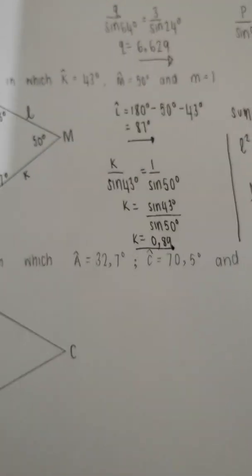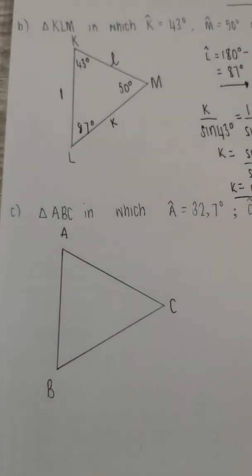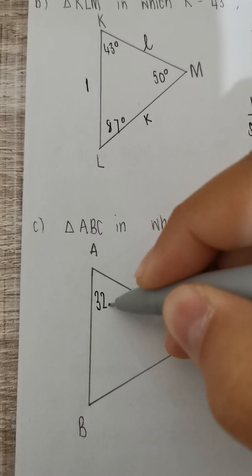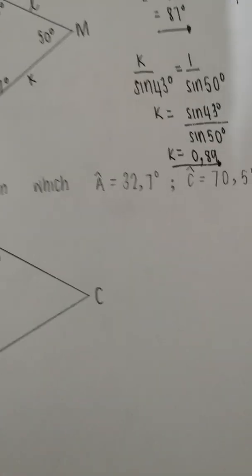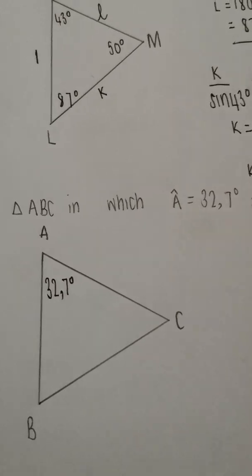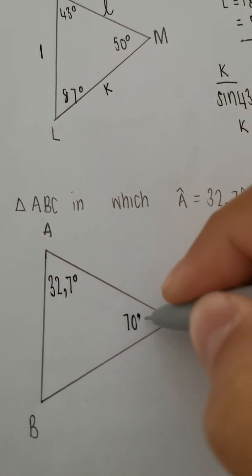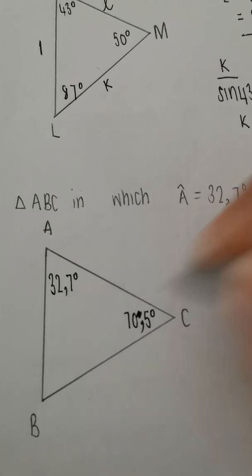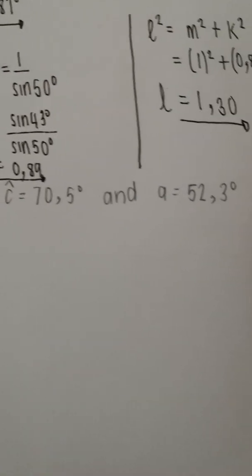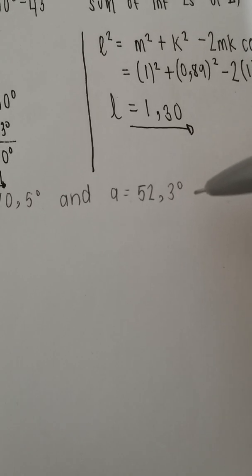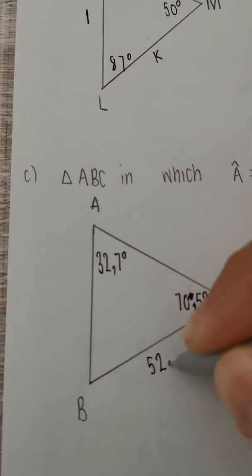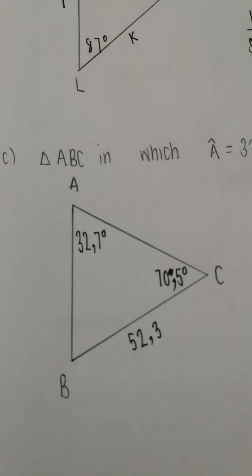Next one, let's go. It says triangle ABC. A is 32.7. B, okay, we don't know. C, 70.5. And the side opposite angle A, 52.3. We need to figure out all the other unknowns.